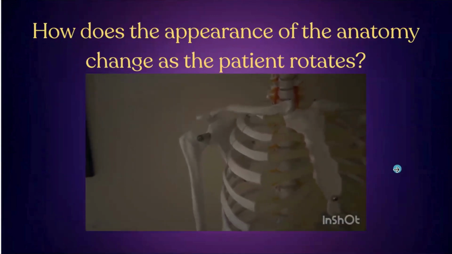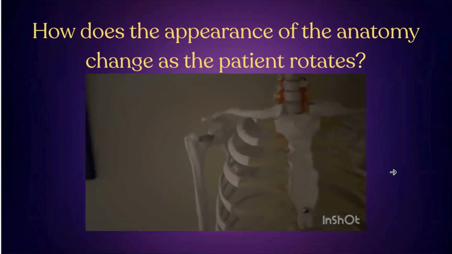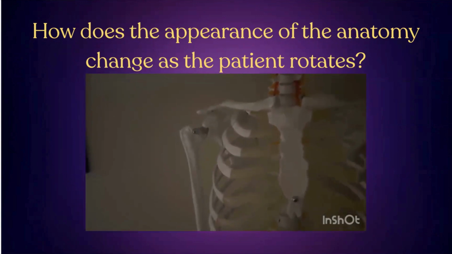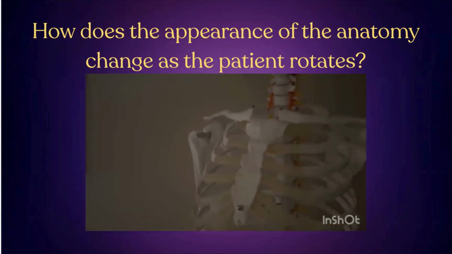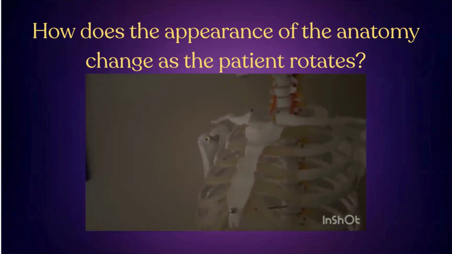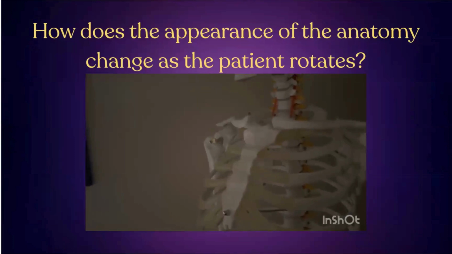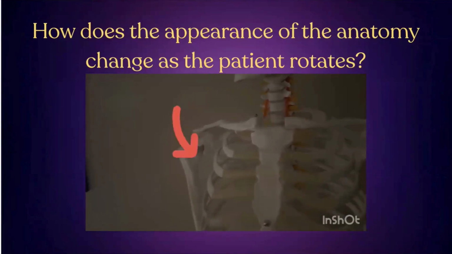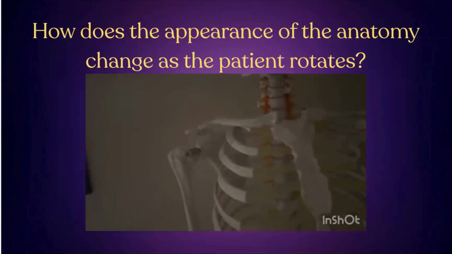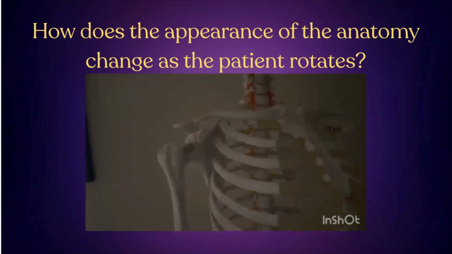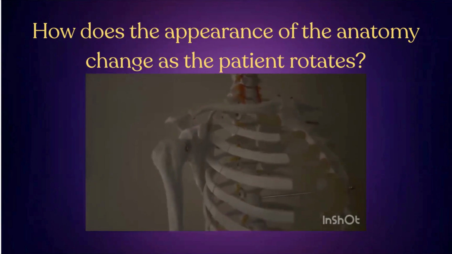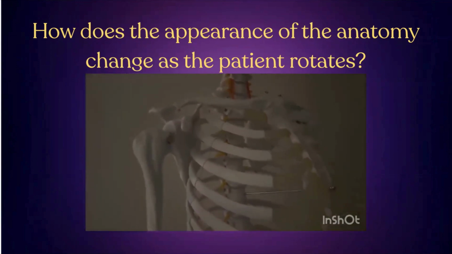So here's an example of how the anatomy can change depending on the rotation of the patient. From an AP position, if you rotate the patient between 35 to 45 degrees towards the board, you're going to see the Grashey view in profile. When you are trying to get a Y view of the patient from an AP position, you're going to rotate the patient away from the board.